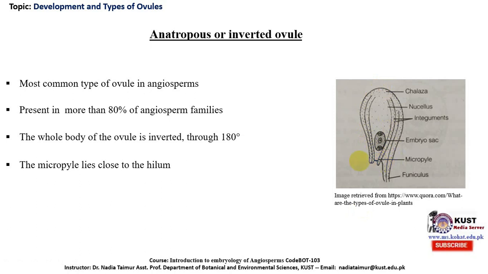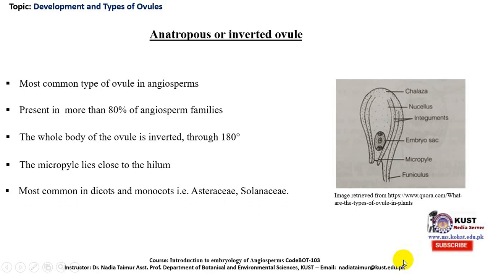So, Anatropous or inverted ovule is the most common type of ovule and is present in more than 80% of angiosperm families. In this type, the ovule bends along the funiculus so that the micropyle lies close to the hilum. So the whole body of the ovule is inverted through 180 degrees. As a result, the micropyle comes close to the funiculus. This type of ovule is commonly found in both monocot and dicot families, and notable examples include Asteraceae and Solanaceae.